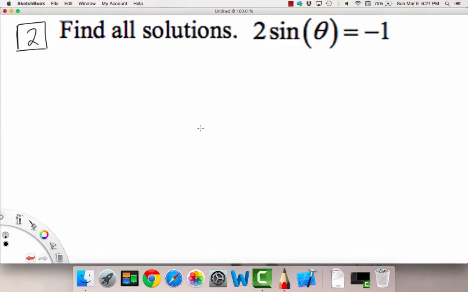Okay, so number 2 is a little bit different. It looks very similar, but this one says find all solutions. So there isn't a restriction on us only going around the unit circle one time. This means we'll have to include the plus and minus 2 pi k, which allows us to go around as many times as we need to. So we have 2 times sine theta is equal to -1. Let's divide by 2 on both sides, so we get sine theta is equal to -1/2.